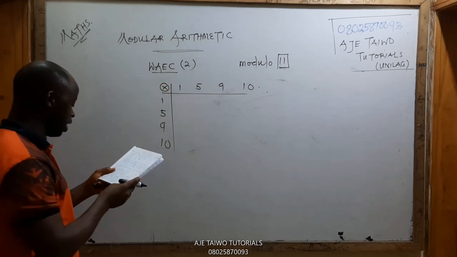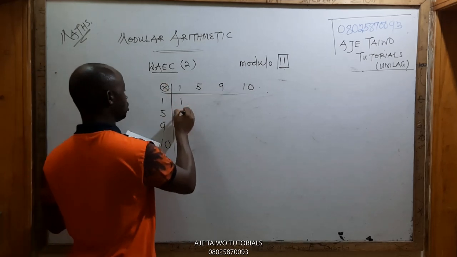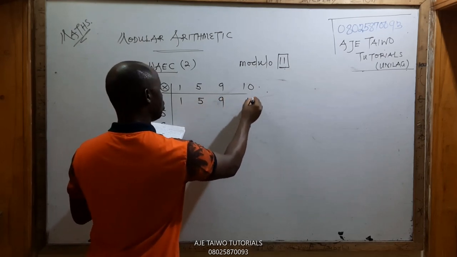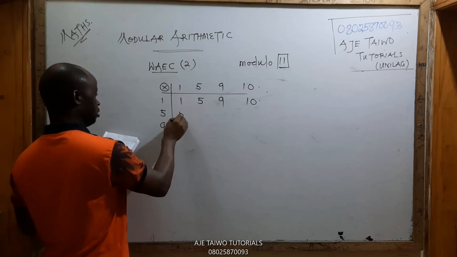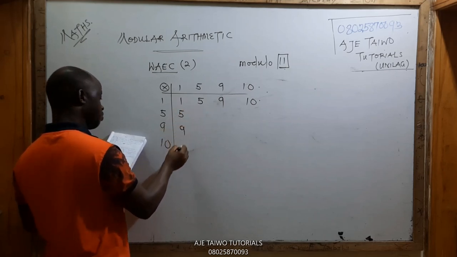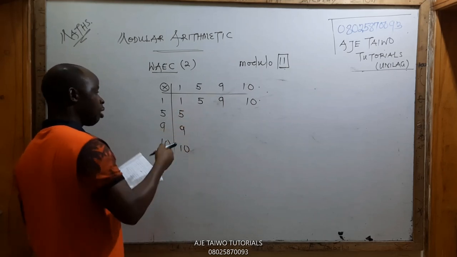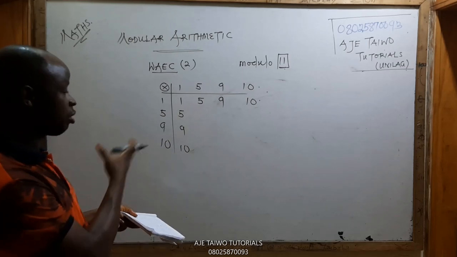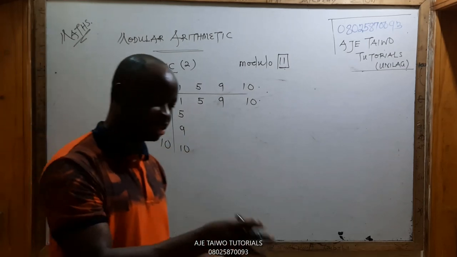When you are asked to copy and complete a table, it means you must copy what they give you after it's completed. You must still repeat it, copy and complete. That means you first copy what they give to you, complete it, and now reproduce the completed table.